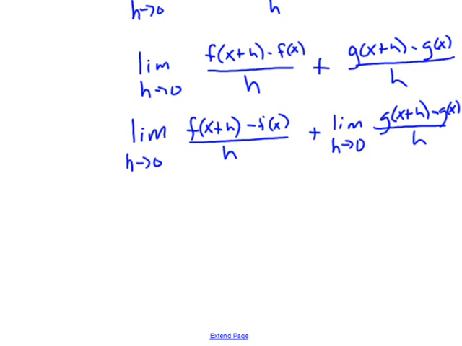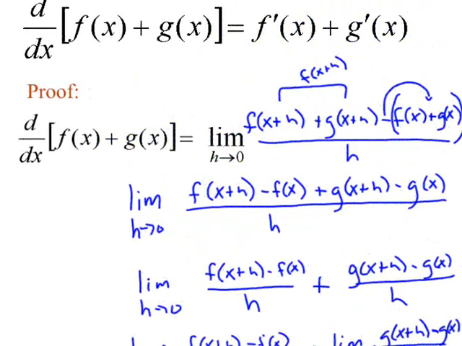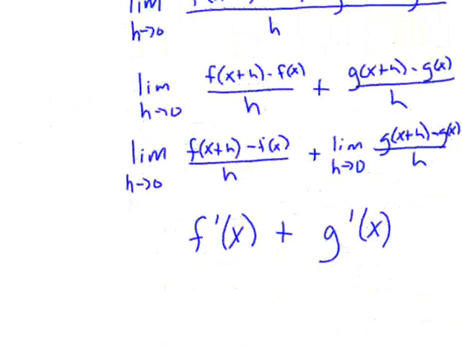So we know that the limit as h approaches 0 of f of x plus h minus f of x over h is really the same thing as the derivative, and similarly, this is the derivative of g. And so we took the idea of the derivative of the sum of two functions and showed that it was the sum of the derivatives of those two functions.